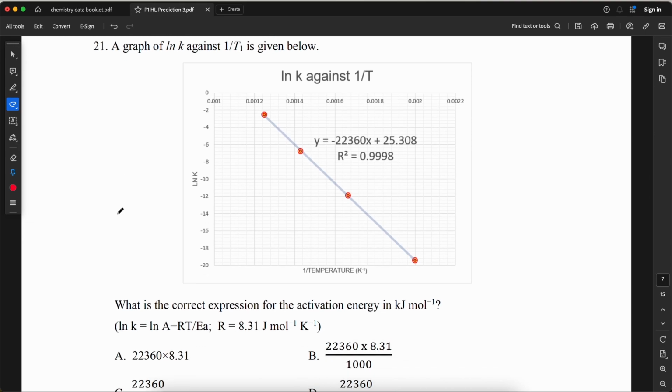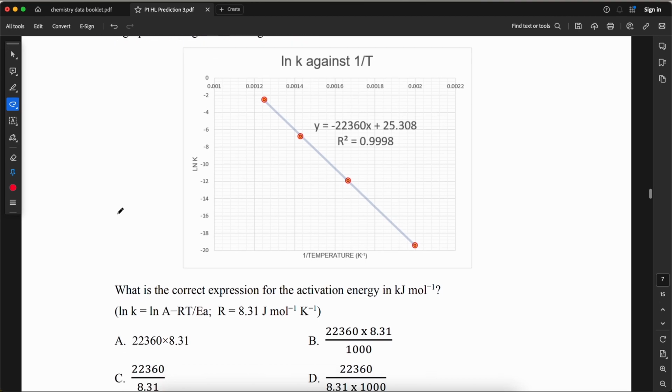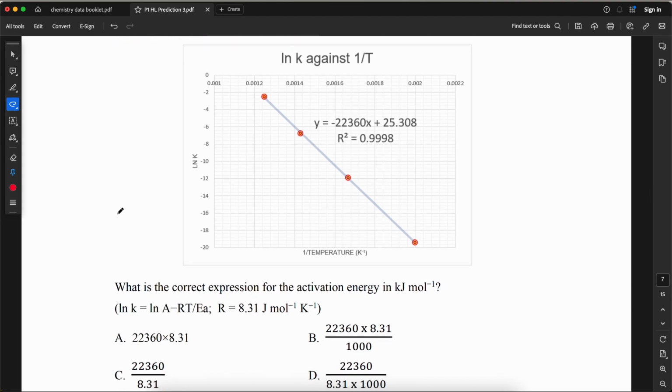A graph of ln k against 1 over T is given below. What is the correct expression for the activation energy? As you guys know, ln k equals ln A minus Ea divided by R times 1 over T, or negative Ea divided by R times 1 over T plus ln A. Okay, that would be the same.